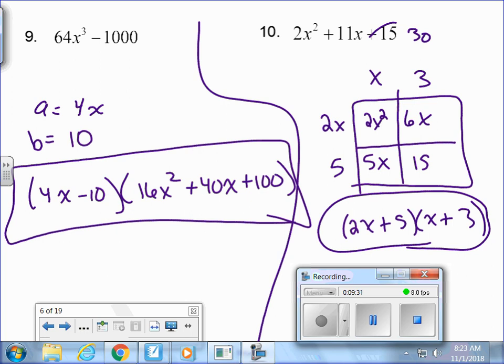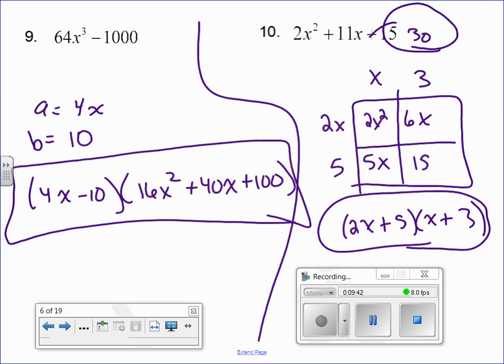Hey video people, not a huge explanation here. We had that 2x squared out front, so we did the box method. We put the 2x squared in the upper left box, the 15 in the lower right box, multiplied to get this 30 I just circled. And then the numbers that would multiply to 30 and add to 11 were 6x and 5x, and you just kind of reversed your Punnett square from there. So 2x plus 5 with x plus 3.